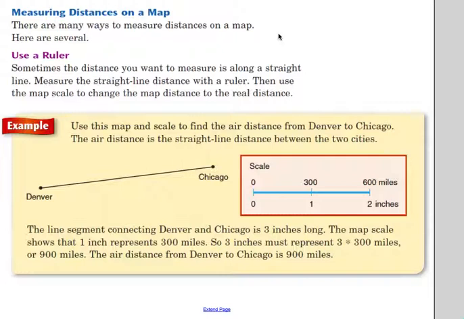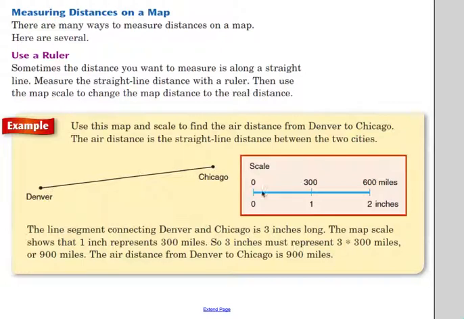Sometimes the distance you want to measure is along a straight line. Measure the straight line distance with a ruler. Then use the map scale to change the map distance to the real distance. For example, use this map and scale to find the air distance from Denver to Chicago. That air distance is the straight line distance between the two cities.